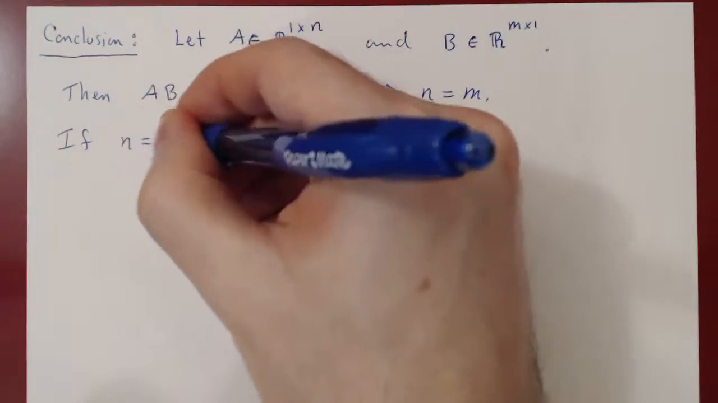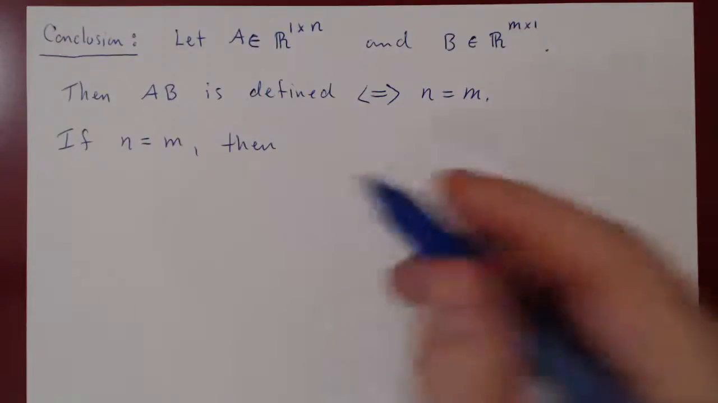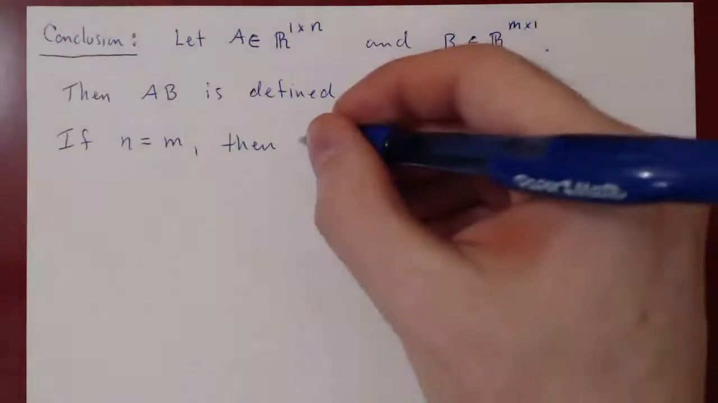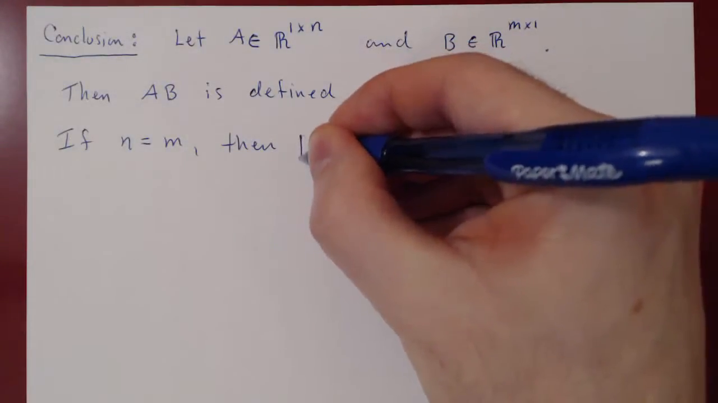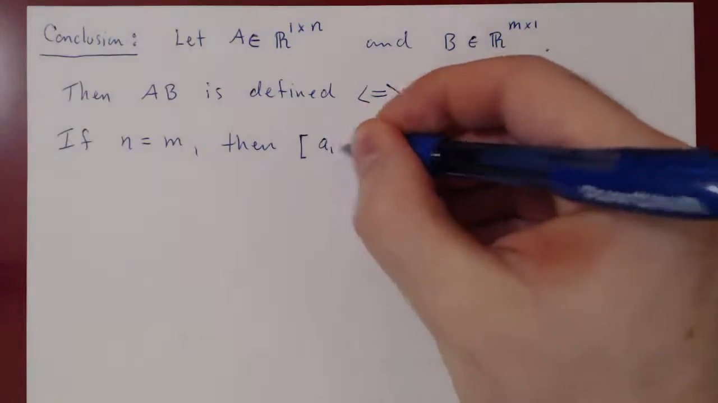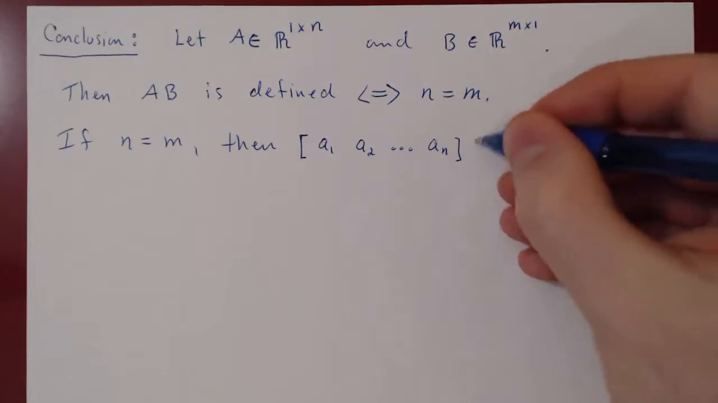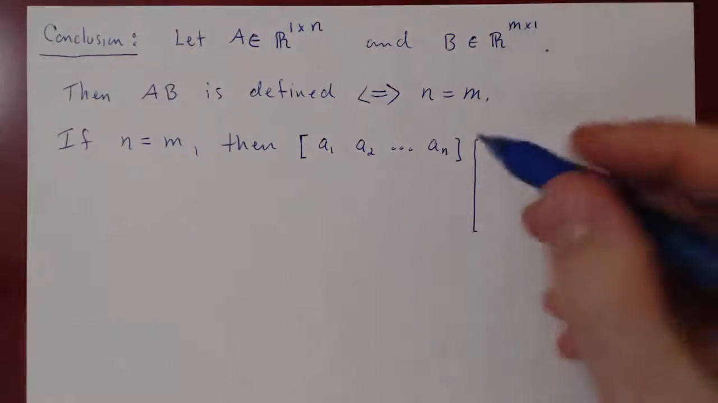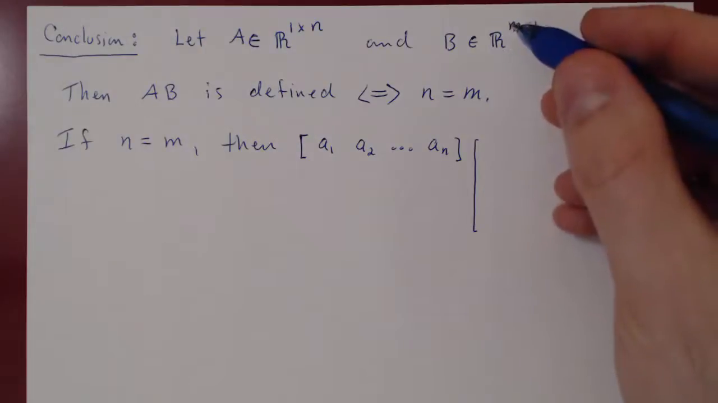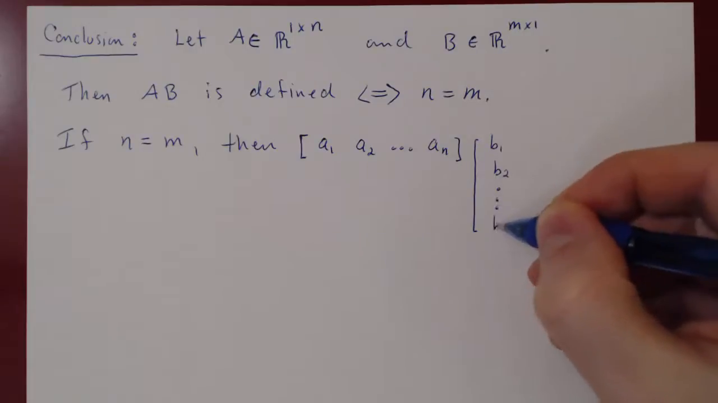Now, if n equals m, if they have the same length, then how do we perform the multiplication? Well, A consists of one row, n entries. So you can label the entries, say, by A1, A2, up to An, times the column B. Now, if n and m are equal, B will be a column matrix of length n, so you can write B1, B2, up to Bn.